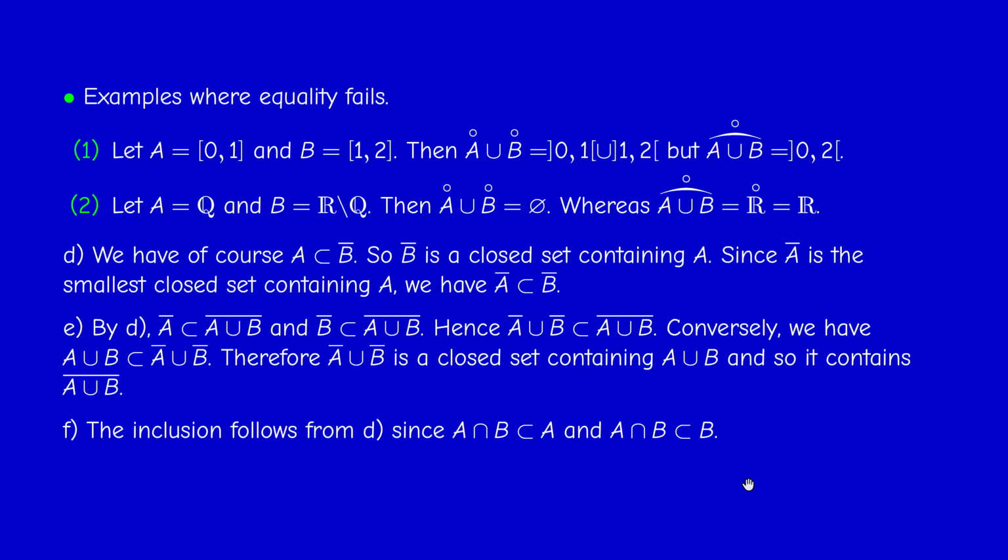Now, examples where we have equality. Think of some trivial cases. If one of them contains the other, for example, if B contains A, then the intersection is the smallest set, which is A. So A intersected with B bar is just A bar, and A bar intersected with B bar is also A bar because A bar is contained in B bar.